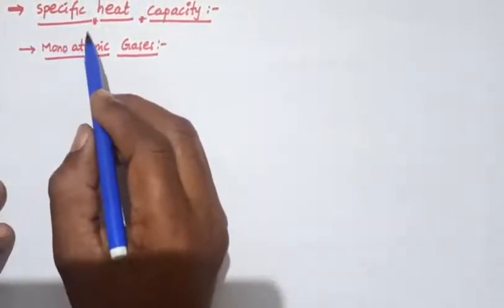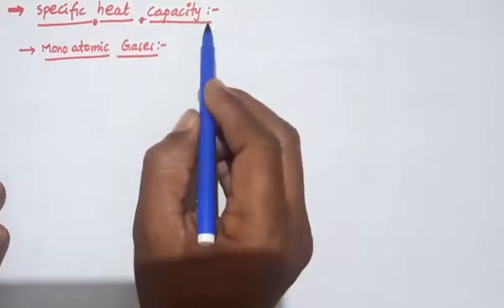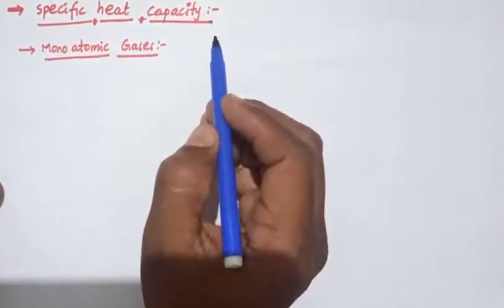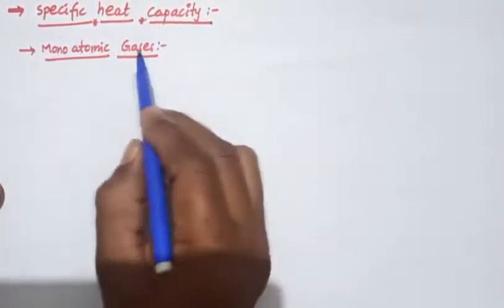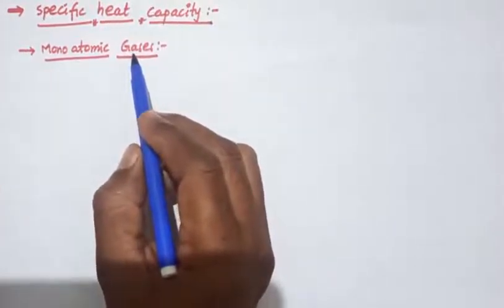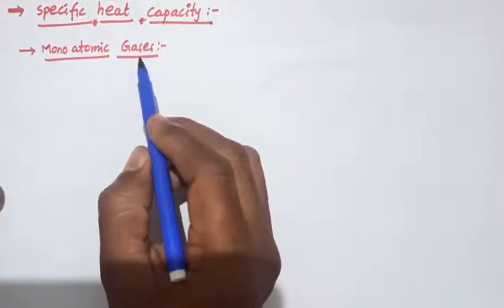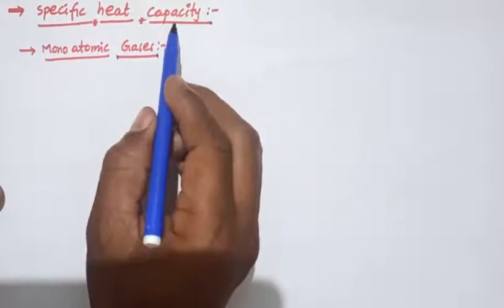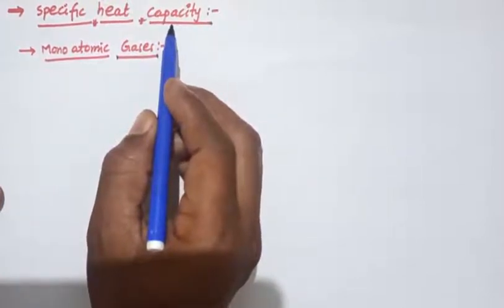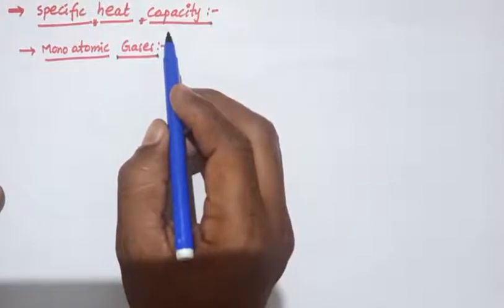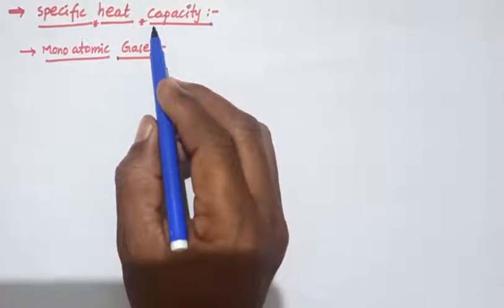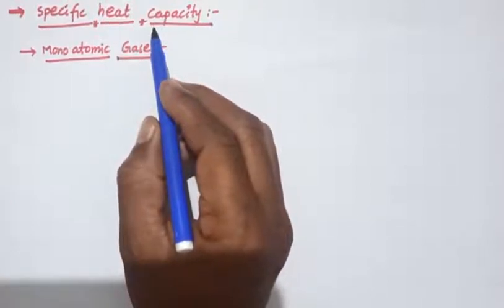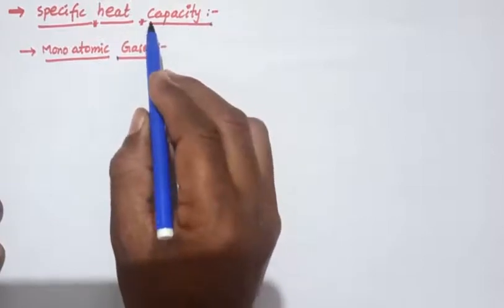In this video we will discuss the specific heat capacity of gases: monoatomic gases, diatomic gases and polyatomic gases. We know that the specific heat capacity is the amount of heat required to raise the temperature by 1 degree Celsius for a certain amount of mole.